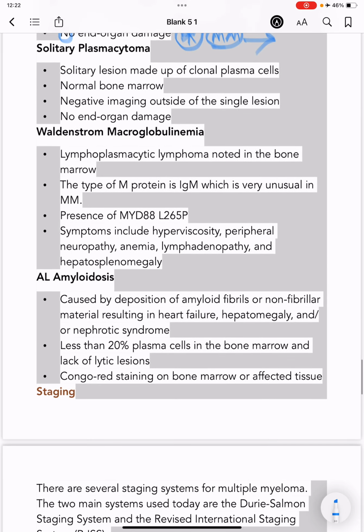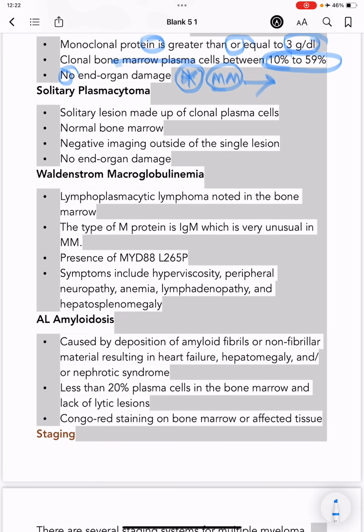Solitary plasmacytoma. Solitary means a solitary lesion which will be made up of clonal plasma cells. Bone marrow will be normal, with negative imaging outside of the single lesion. So the tissue lesion will be made up of clonal plasma cells. That is, if we do a biopsy of that tissue, it will show the plasma cells.